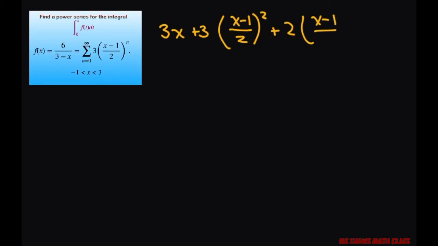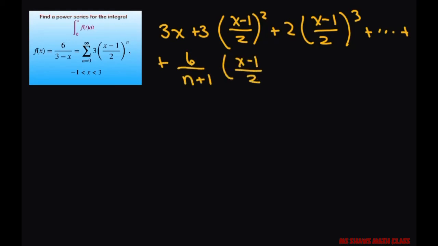So this is going to equal 3x plus 3 times x minus 1 divided by 2 squared plus 2 times x minus 1 divided by 2 cubed plus dot dot dot plus 6 divided by n plus 1 times x minus 1 divided by 2, and then we have n plus 1. And then we had to subtract that one part. Remember we had from 1 to x. So we did the x. Now when you substitute in the 1, you're just going to get minus 3. Usually people put that minus 3 right in here, but that's fine.